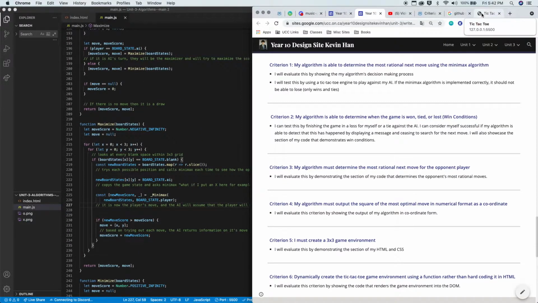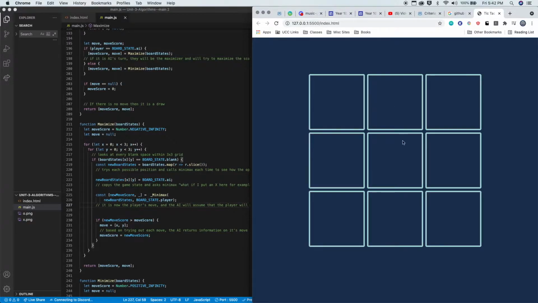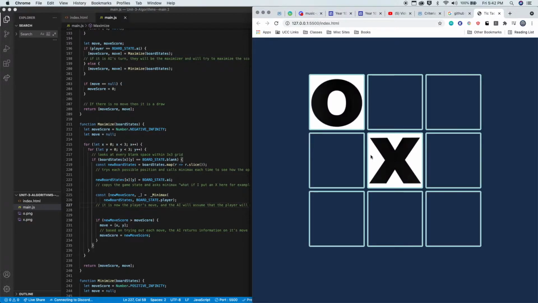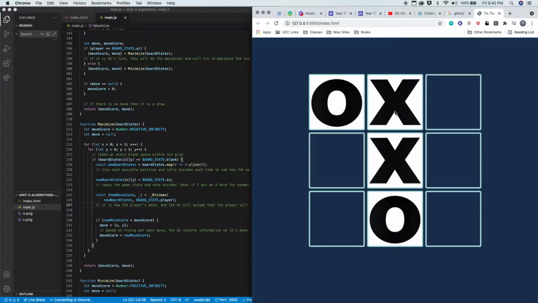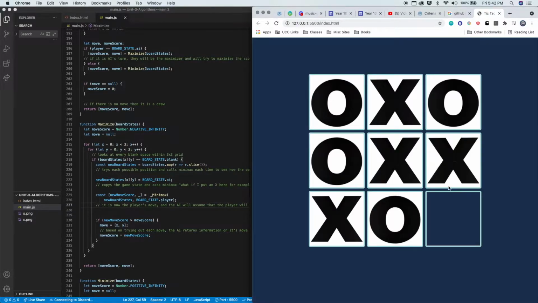So on the actual game environment, we can see that, for example, my AI always blocks off any possibility for me to get 3 in a row. So by knowing this, I can also see visually that it's playing rationally.